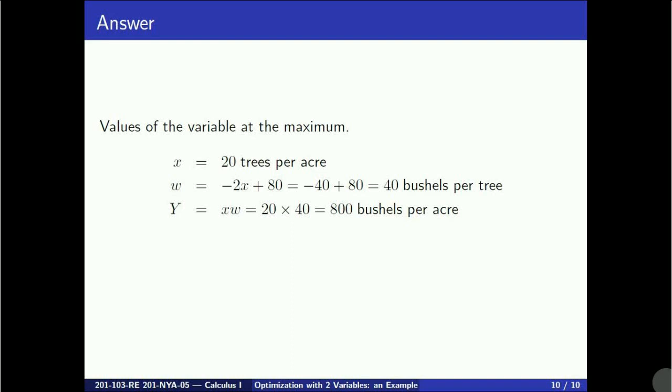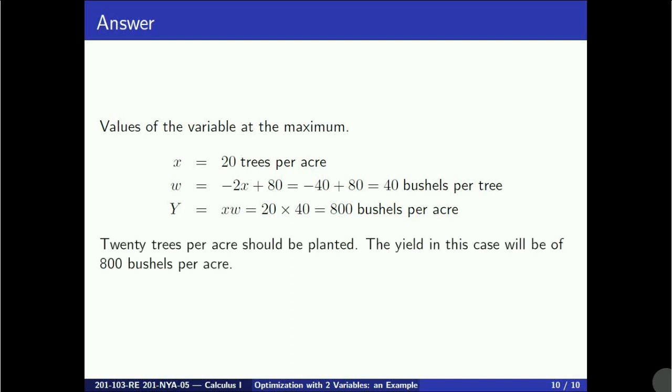Now you should at the end of any word problem take the time to summarize your answer in a complete sentence. For example, here we could say that 20 trees per acre should be planted, and the yield in this case would be 800 bushels per acre.